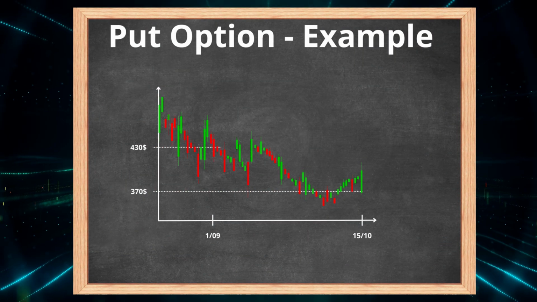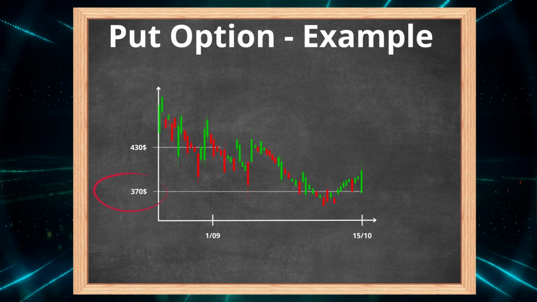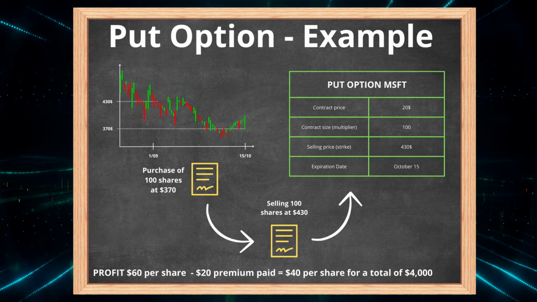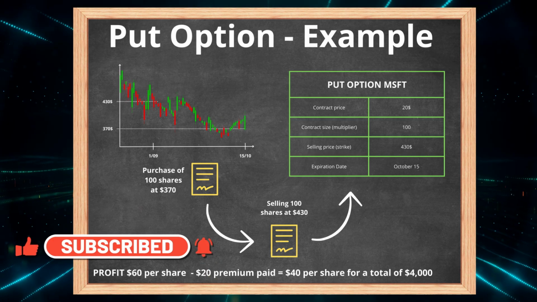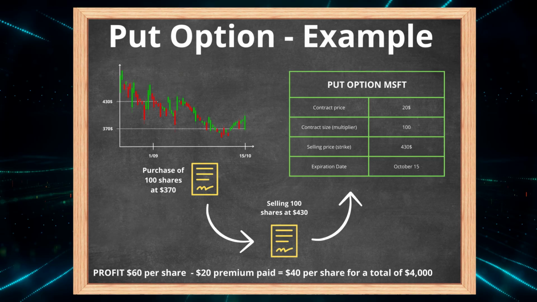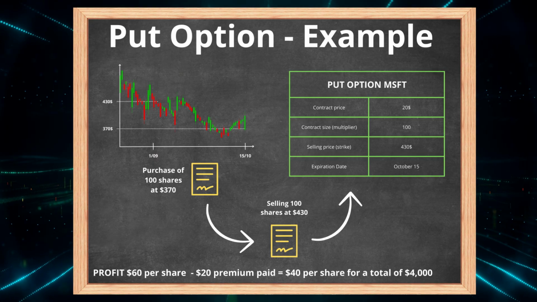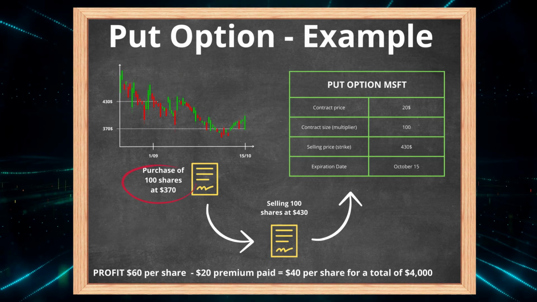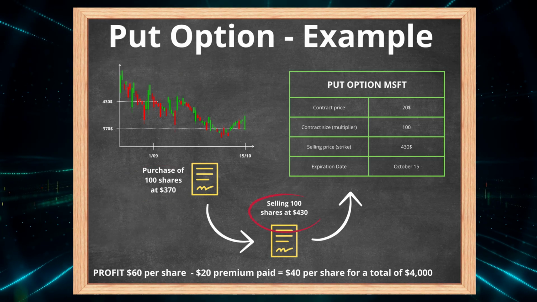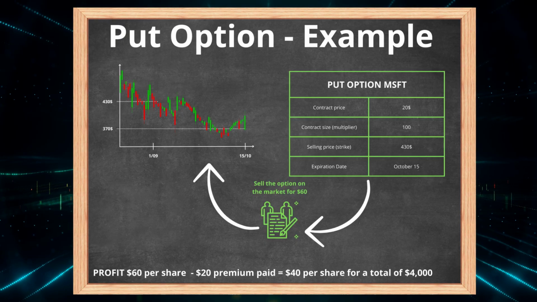If the price of Microsoft drops as expected and by October 15th it trades at $370, your option gains $60 of intrinsic value per share. With the 100 share multiplier, that's $6,000 total value. Why? Because you have the right to sell 100 shares at $430, while the market price is only $370. You could buy the stock at $370 and sell it via the option for $430. Or simply sell the option contract itself for $60 per share, which equals $6,000 total.